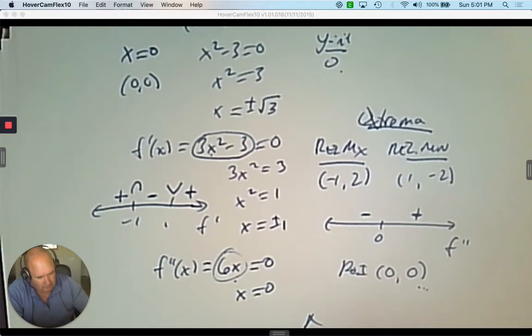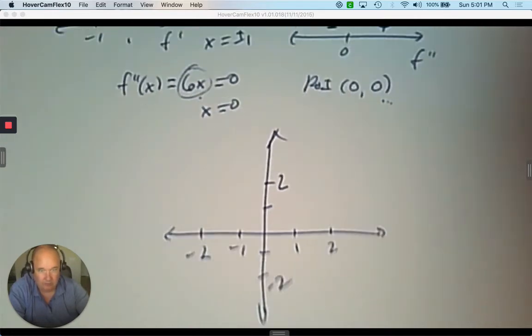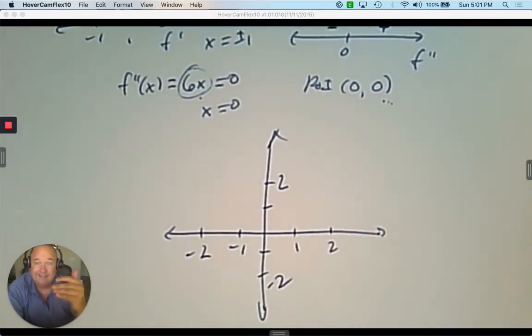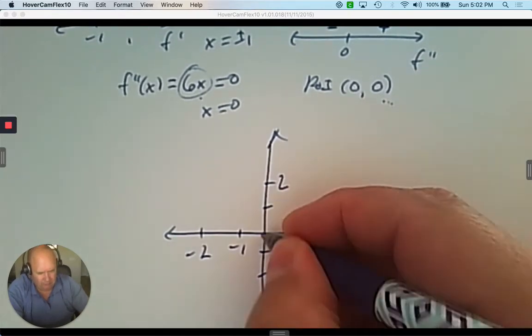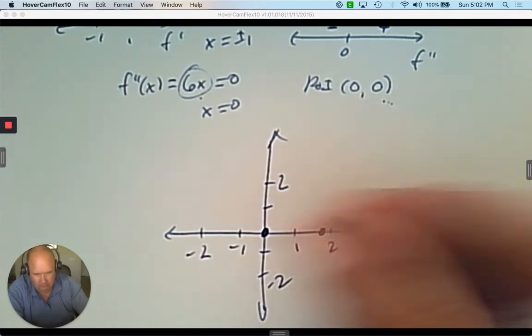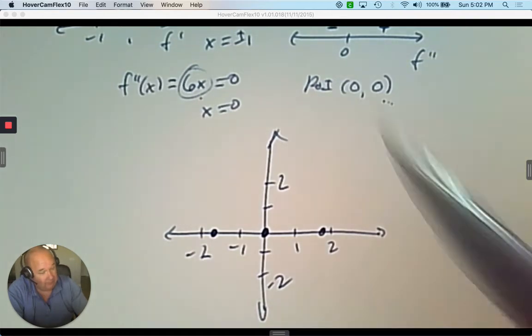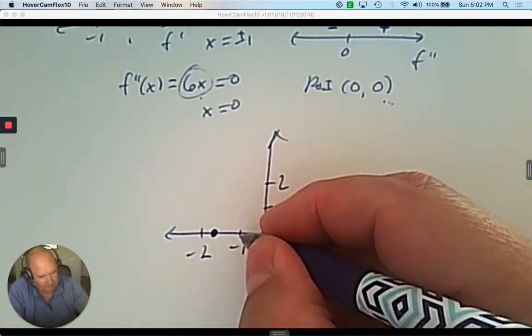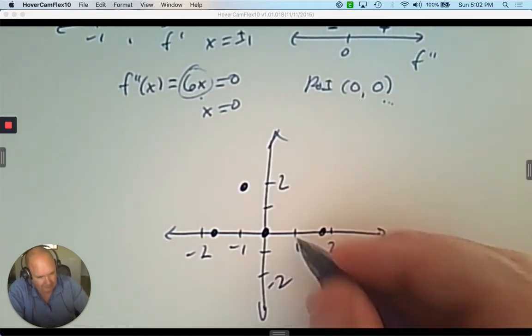Get up to 2 and down to negative 2. All right, so here's a great example of just a real basic polynomial where you do algebra and calculus to be able to analyze and graph it. All right, so we have 0, 0. We have root 3, which is pretty close to 2. Negative root 3, which is pretty close to negative 2. What else do we have? We have a relative max at negative 1 and positive 2. And then a relative minimum at 1 and negative 2.